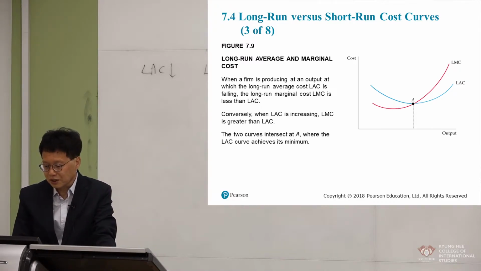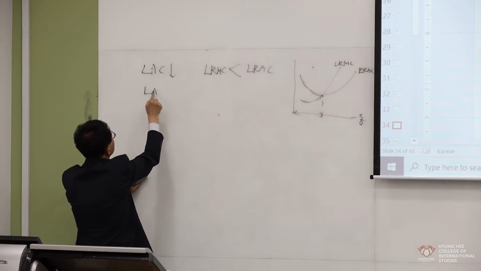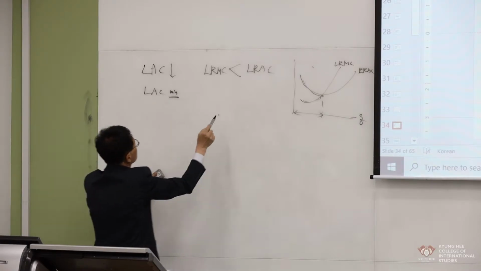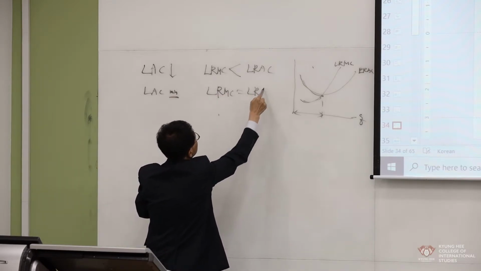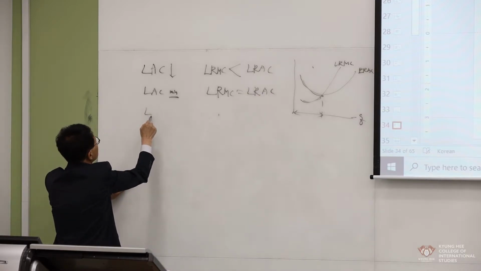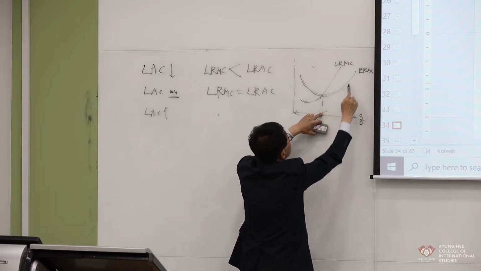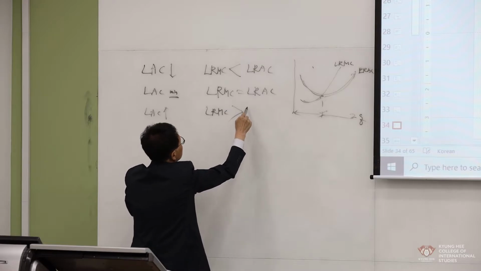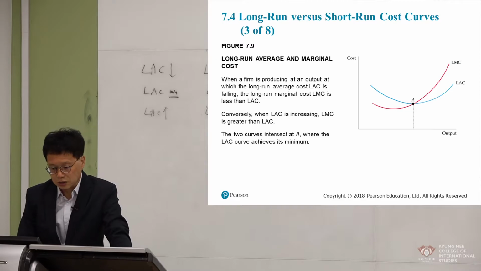The curves intersect at point A, where long run average cost achieves its minimum, right? So long run average cost reaches a minimum point or is constant. At that point, this one is equal to this. Or long run average cost is increasing. So in this area, long run average cost is increasing. Then what happens? The long run marginal cost curve is greater than the long run average cost curve. We can see this kind of relation.